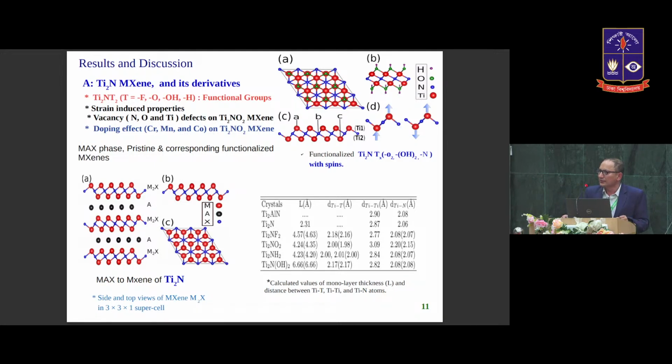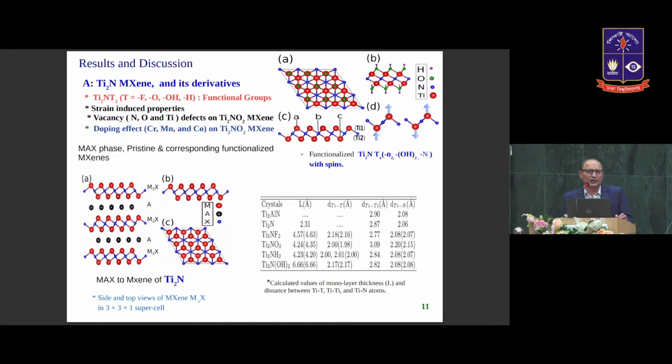And this is the side view, and this is the top view of the MXene. This one is the MAX phase, M2AX, with the A layer, and M2X. In order to get the M2X layers, we remove the A layers. So we remove it, and after that we use the pristine types of MXenes.